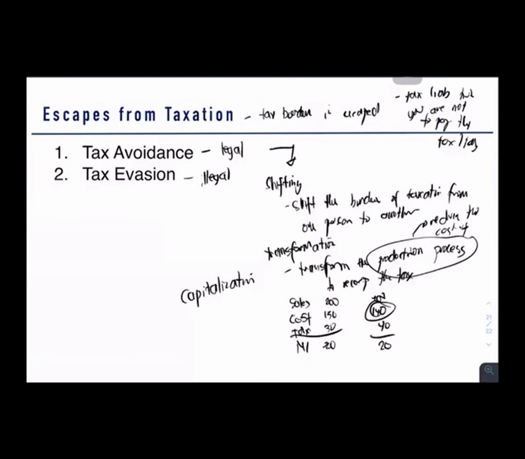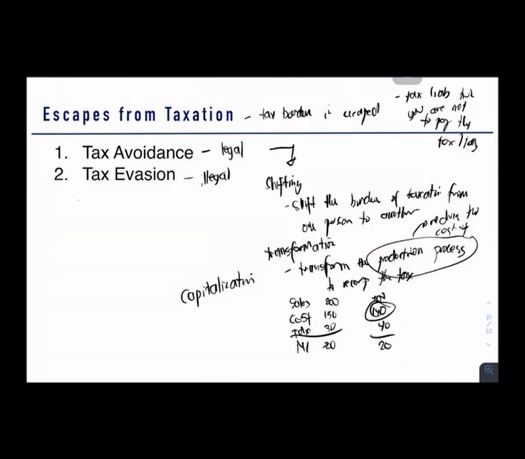Okay? So we try to adjust the value of your asset and capitalize it in your asset. So that is a capitalization. We go now to your tax evasion. We said your tax evasion is illegal. When we say illegal, this is an escape on your taxation. However, it is made fraudulently. Why is it made fraudulently?